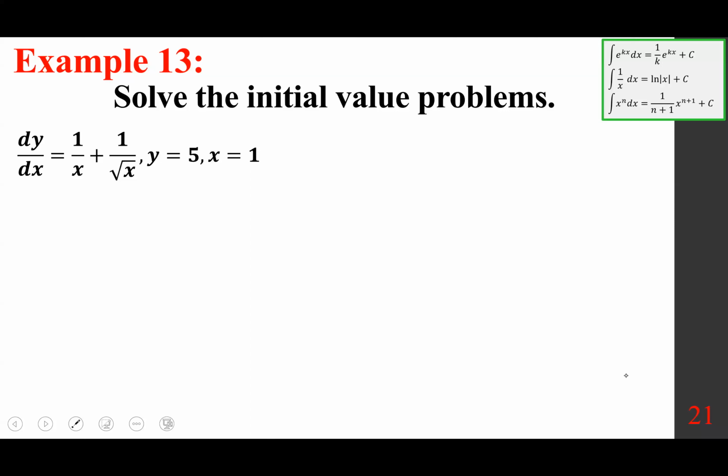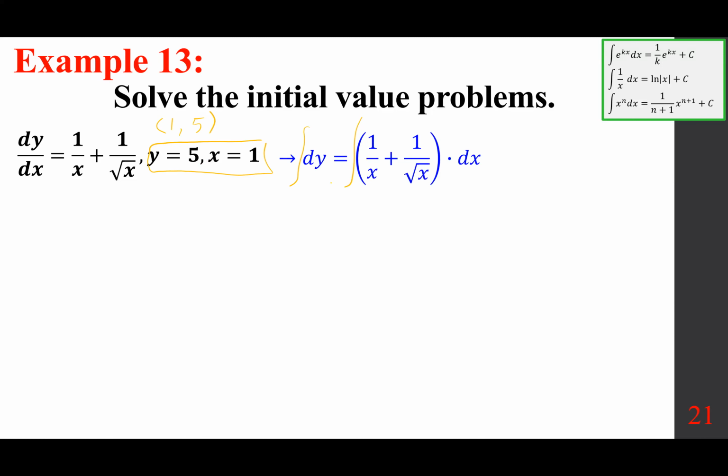We have another one we want to solve. So first and foremost, recognize that this one is giving us the pair (1, 5). And so we are going to integrate dy, so we are going to multiply both sides by dx. And if we integrate, this one becomes y, and this one we are going to integrate.